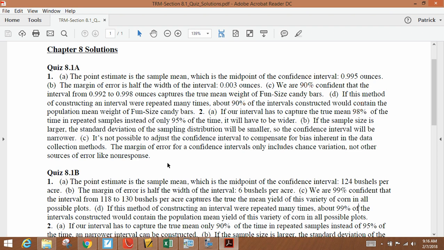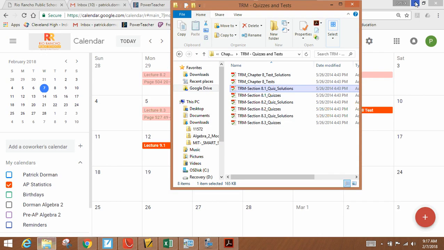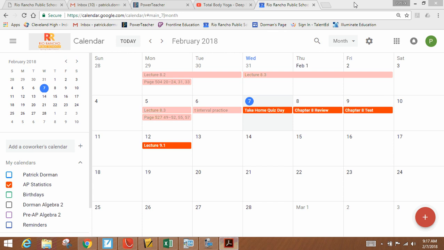Okay. The margin of error only accounts for variation in the sample, not variation created by bias inherent in the data collection methods. That was weird. So weird.